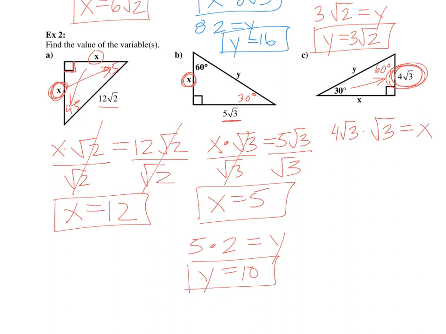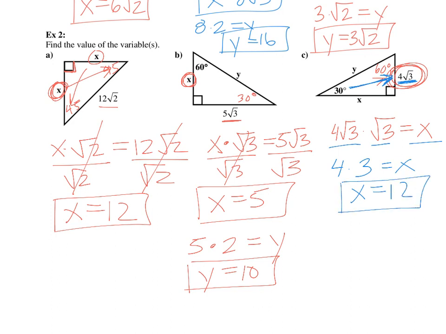Now, a lot of students mix these up here. Watch out for this. Just because this has a square root of 3 in it does not mean it's the long leg. This side is across from the 30-degree angle, which makes it the short leg. I multiply the short leg by the square root of 3 to get the long leg. So I end up with 4 times 3. Square root of 3 times square root of 3 is square root of 9, which is 3. And then I get x is equal to 12.